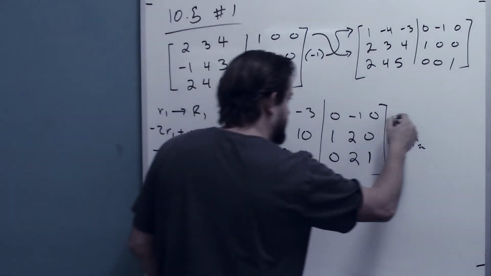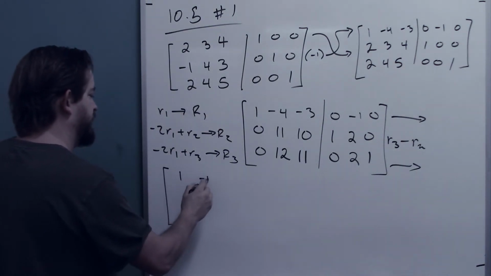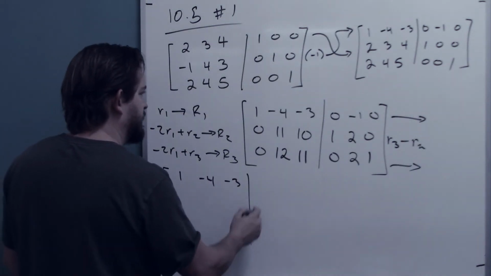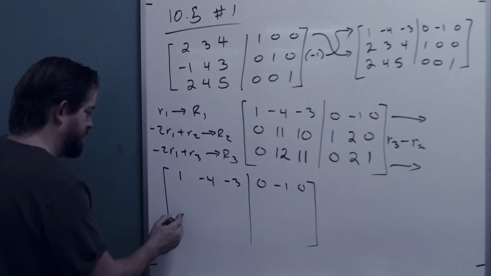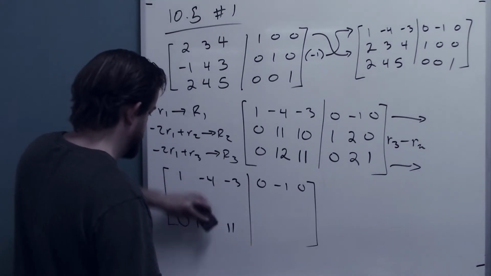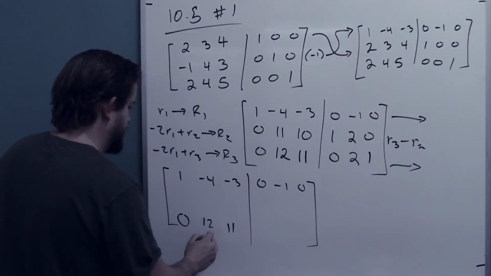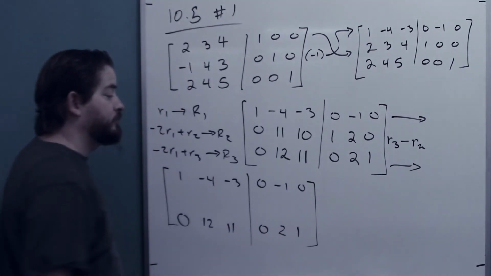Nothing else is changing. Row 1 doesn't change, row 2 doesn't change. So I have 1, -4, -3, 0, -1, 0 for my row 1. I have 0, 12, 11, 0, 2, 1 for row 3.